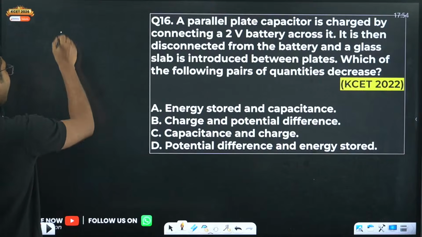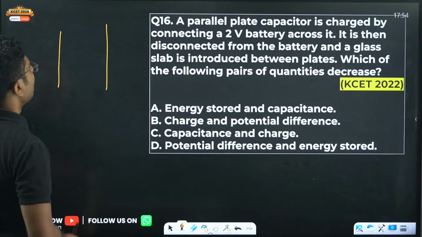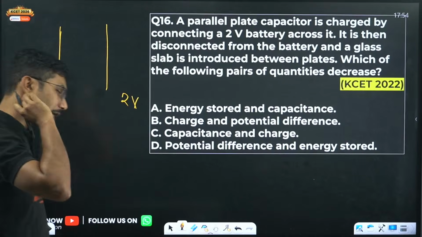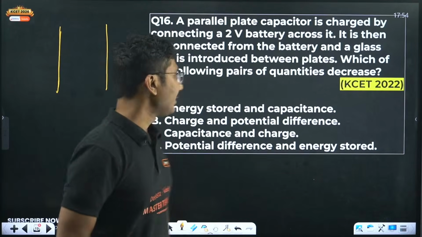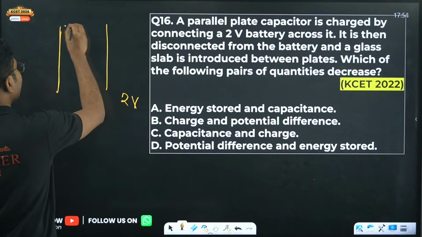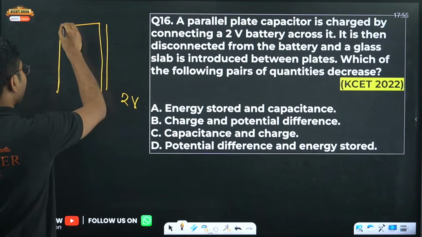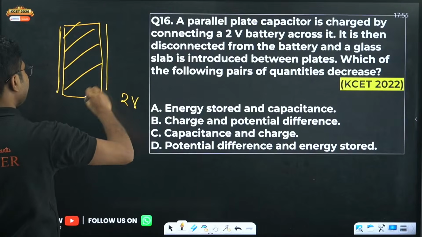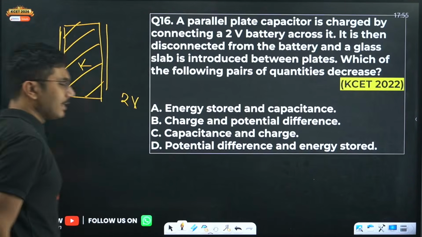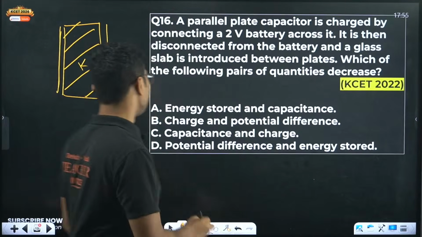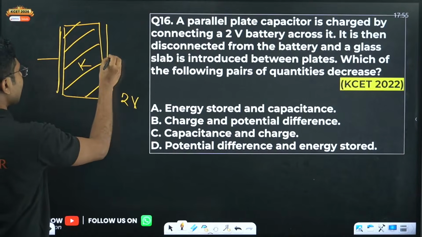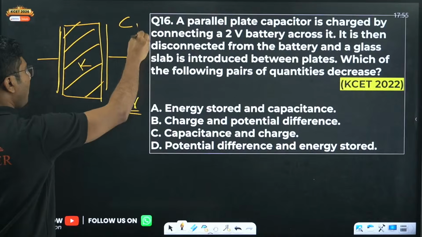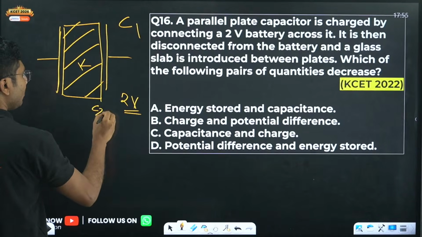So here we have a capacitor. It is charged to 2-volt potential, and then you have inserted a glass slab. Glass is a dielectric medium, so basically you have inserted a dielectric medium between the plates. Initially the capacitor was charged at 2 volt. Suppose the initial capacitance was C1, and the final capacitance is C2.